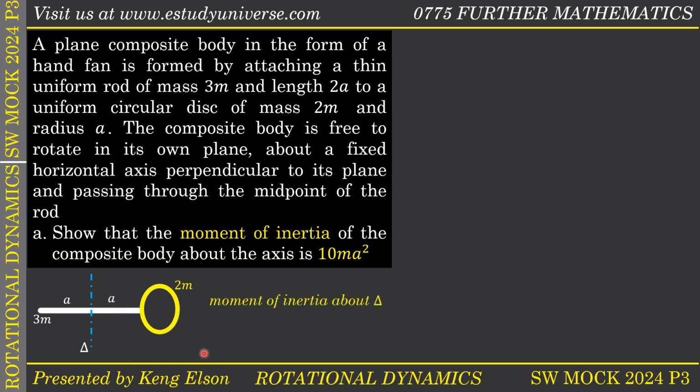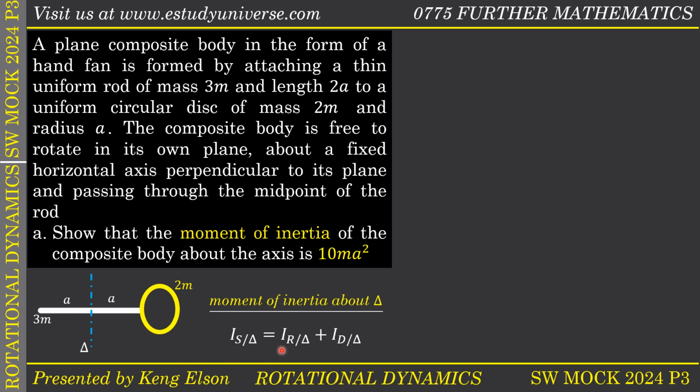Okay, now the moment of inertia of this composite body about the axis delta, we need to take the moment of inertia of the rod about the axis and add it to the moment of inertia of the disc about the axis, since the composite body is purely made up of the rod and the disc. So this is a rod-disc system.